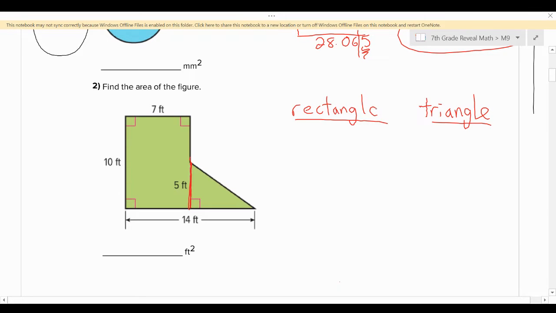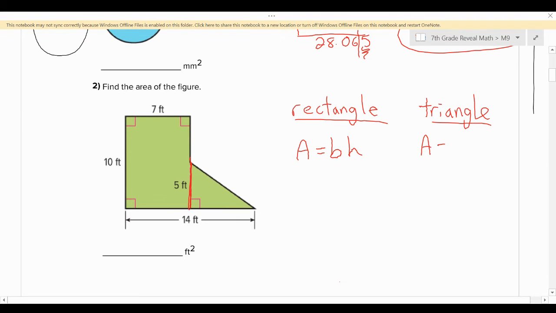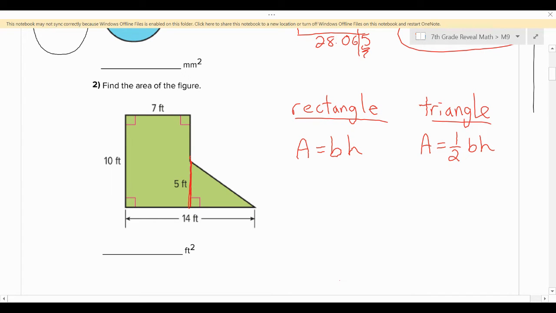Now I find the formulas that relate to that. So rectangle, I like to use the parallelogram formula of b times h, and triangle, 1/2 base times height. Remember, bases and heights meet at right angles. So let's take care of the rectangle first.